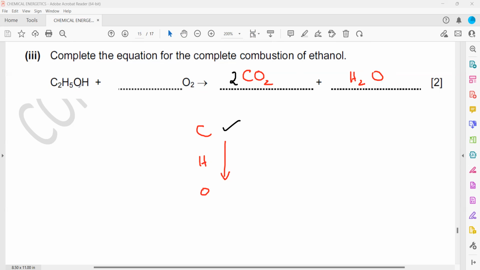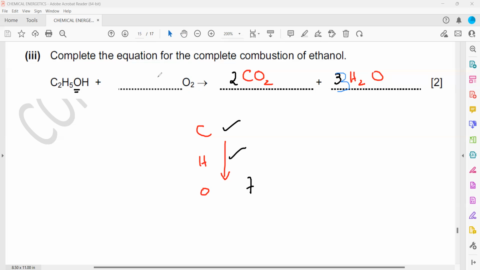5 plus 1, 6. So we need 6 here. So we put 3. 3 multiplied by 2 makes 6. So hydrogen is balanced. Now about oxygen, 2 multiplied by 2, 4, and plus 3, 7. So there are 7 oxygen on the right hand side. So there should be 7 oxygen on the left. 1 is already there. So we need 6 here because 6 plus 1 makes 7.